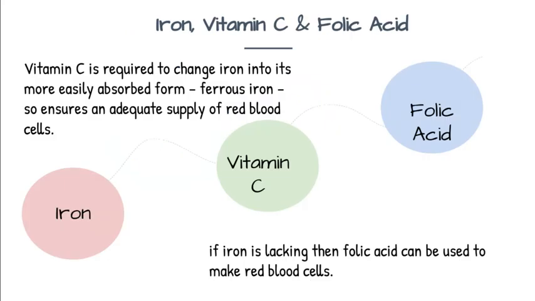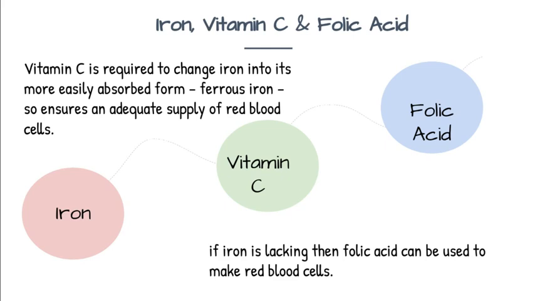Okay, moving on to iron, vitamin C and folic acid. So vitamin C is required to change iron into its more easily absorbed form, ferrous iron, which ensures the adequate supply of red blood cells. So that's how iron and vitamin C work together in the interrelationship. And then another function, if iron is lacking, then folic acid can be used to make red blood cells. So that's how the folic acid works in the interrelationship with the other nutrients.